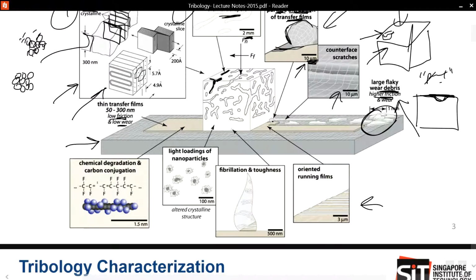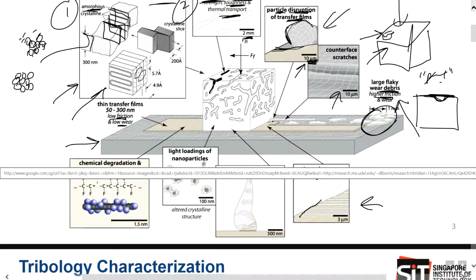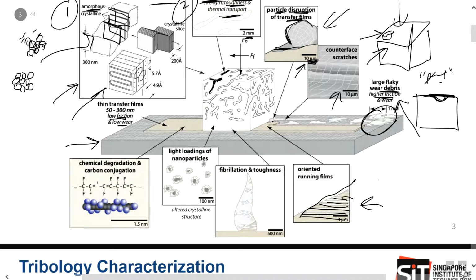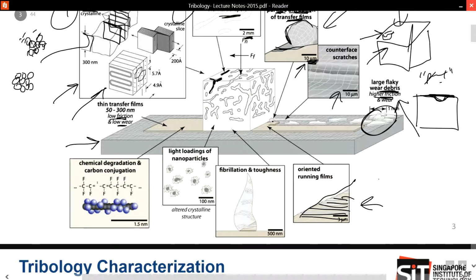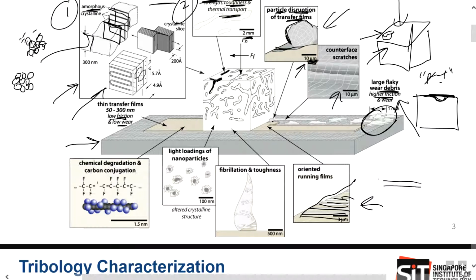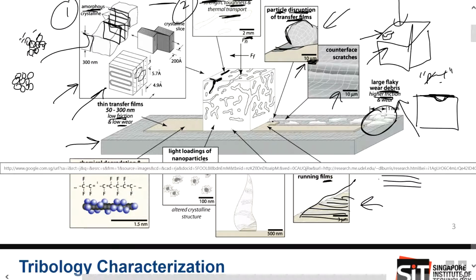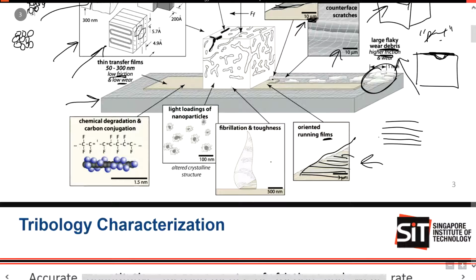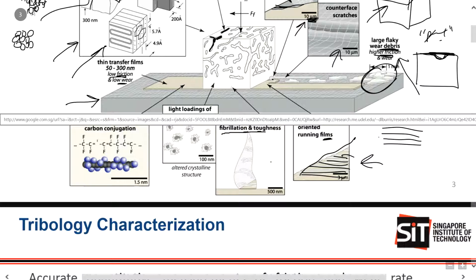So I think this running film is these things. These things are kind of oriented, meaning they're aligned. As they are aligned, they are parallel to each other, I think. That's what it's trying to say. So these films are that. And then over here, the link keeps coming out. So, fibrillation and toughness.